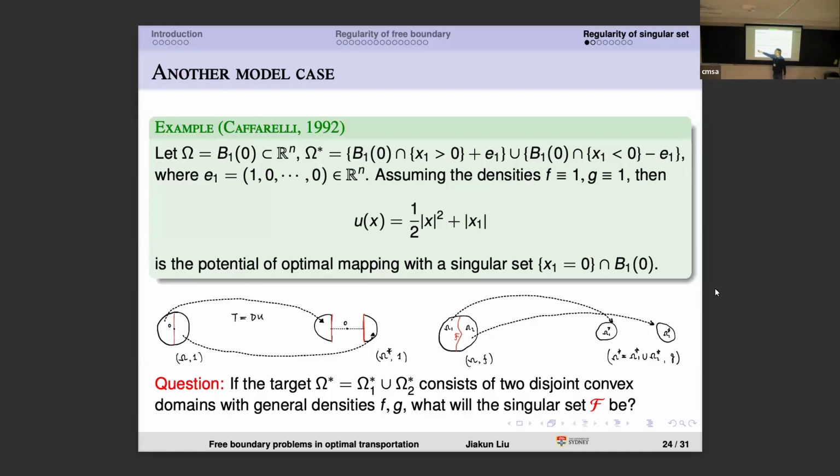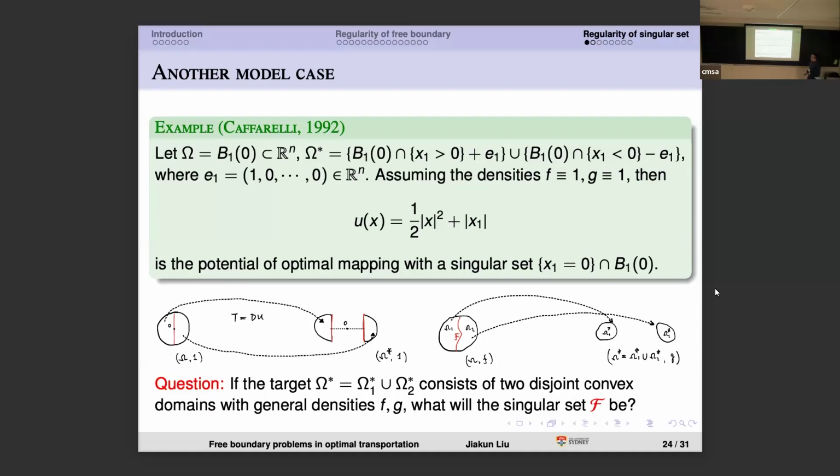So if you are on the right-hand side, you move rightwards by 1 unit. If you are on the left, you move leftwards by 1 unit, right? So that gives you the optimal mapping. And for such a potential function, it's not differentiable on the singular set. Where is the singular set? That's exactly x1 equals 0, right? On this singular set, the potential function is not differentiable. So that's an example from Caffarelli.